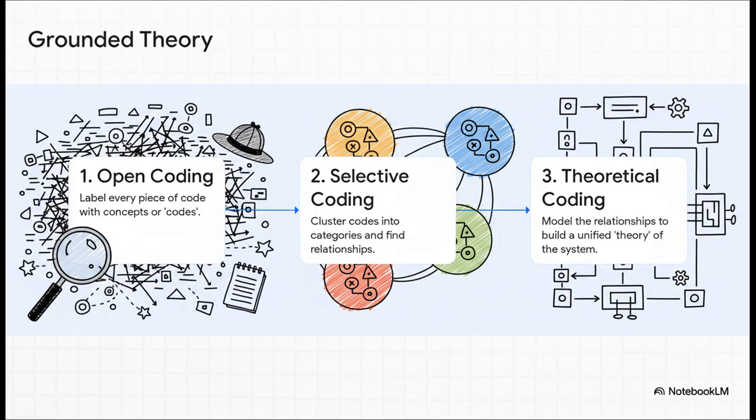So how does it work? The process is actually borrowed from the social sciences, and it's called grounded theory. It's a three-stage process. First, open coding. Here, an analyst basically becomes a detective, meticulously going through the code and tagging every piece of evidence with a concept or a code. Then comes selective coding. Now they take all those tags and start clustering them together, looking for patterns. Imagine a detective's evidence board with photos and strings connecting them. It's like that. And finally, theoretical coding. This is where they model all those relationships to build a single, unified theory of how the entire system works.